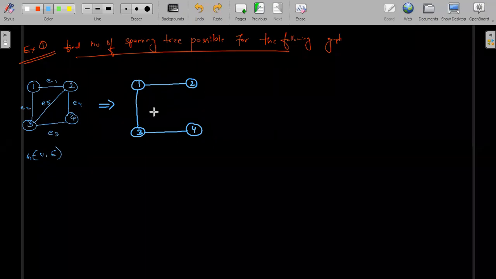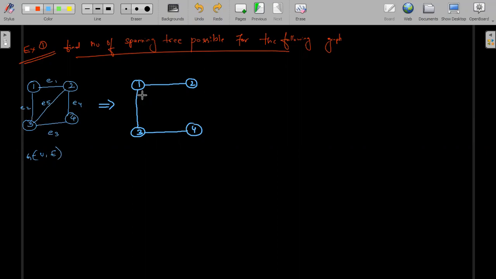It is a minimum cost spanning tree. Why? Because with the minimum edges, I am able to reach all the vertices. I can write it like this also, right?